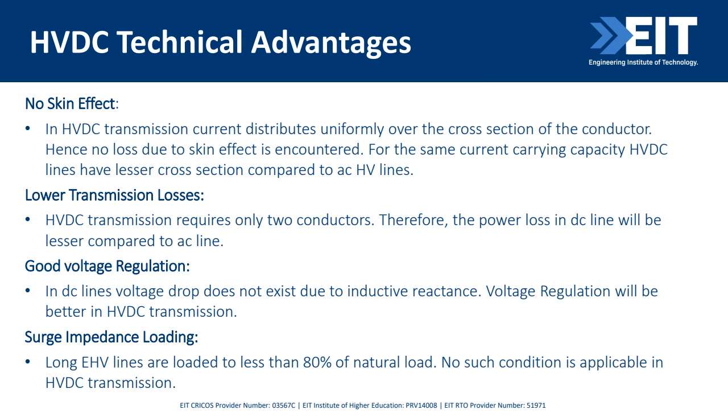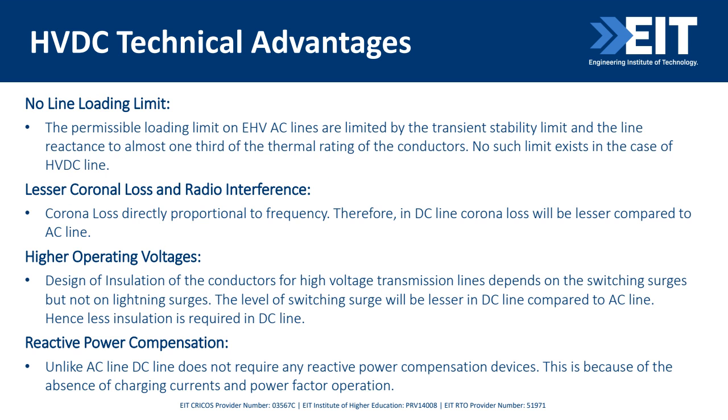But no such condition is applicable in HVDC transmission, meaning we can make full use of our conductors and load them to the maximum point. And similarly for line loading limit, there's no line loading limit for an HVDC line. The permissible loading limit on AC lines is limited by the transient stability limit and the line reactance to almost 1/3 of the thermal rating of the conductor.